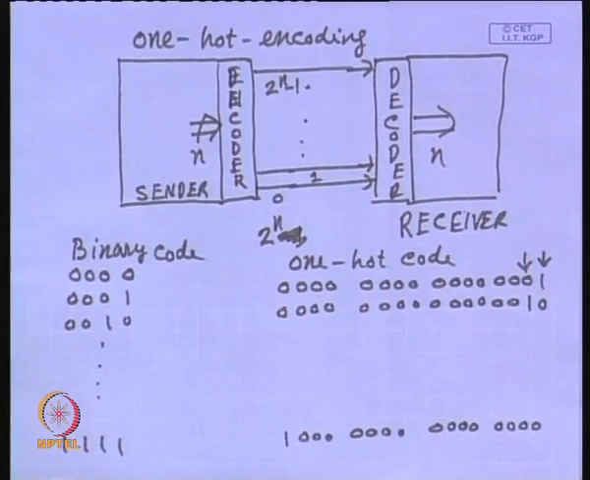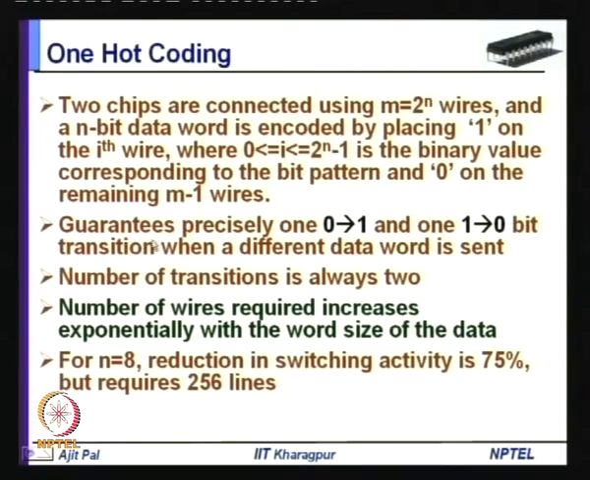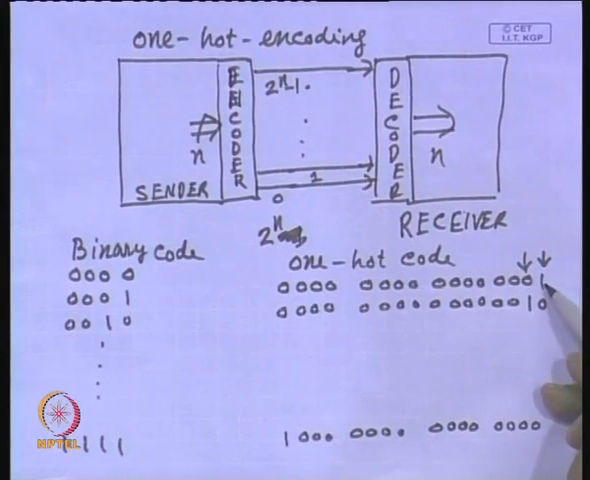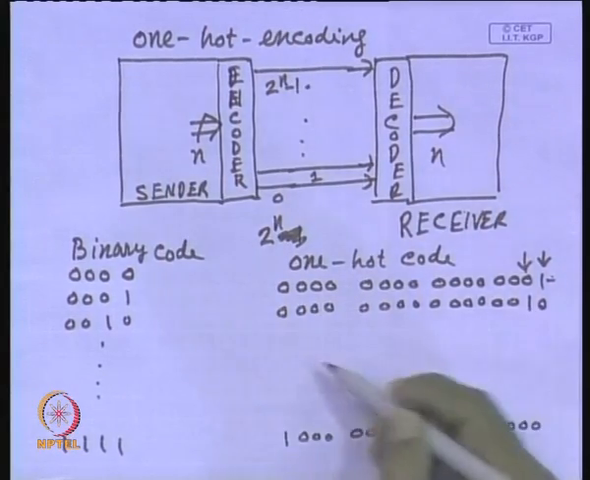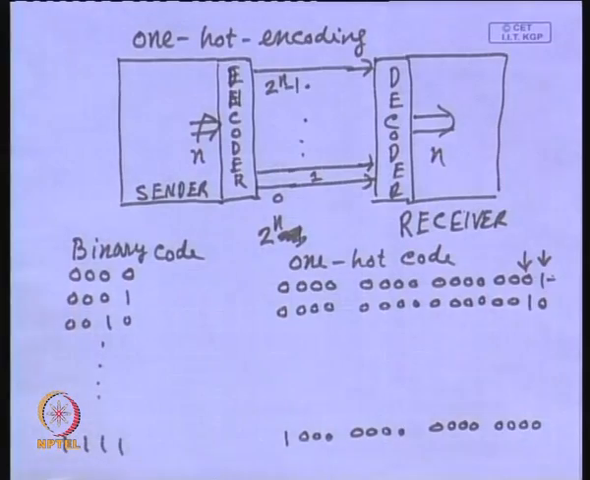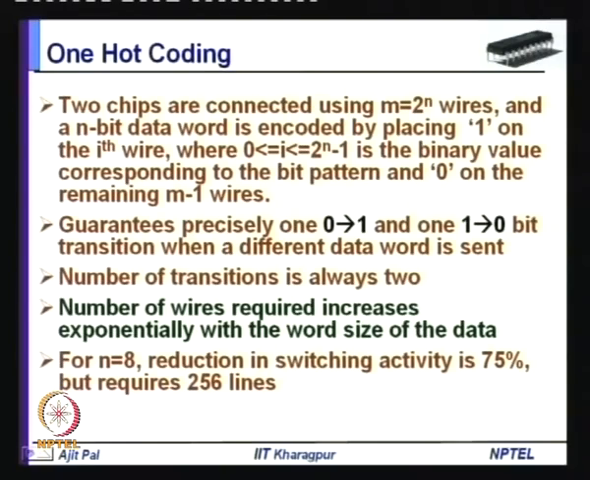Now, this guarantees precisely one 0 to 1 and one 1 to 0 bit transition when two different data words are sent. That means, whenever you are sending any pair, if this was the earlier one, then sending this gives a 1 to 0 transition and a 0 to 1 transition. This is applicable to any pair of codes. So, only 2 transitions occur, the number of transitions is always 2.